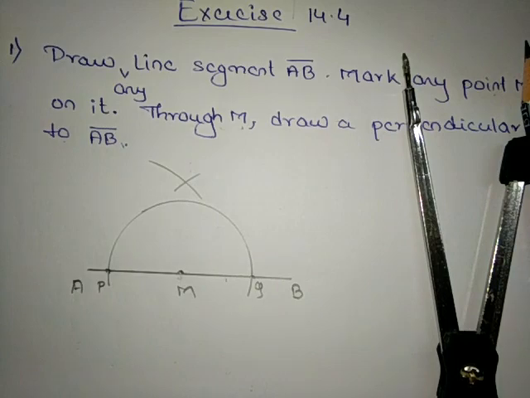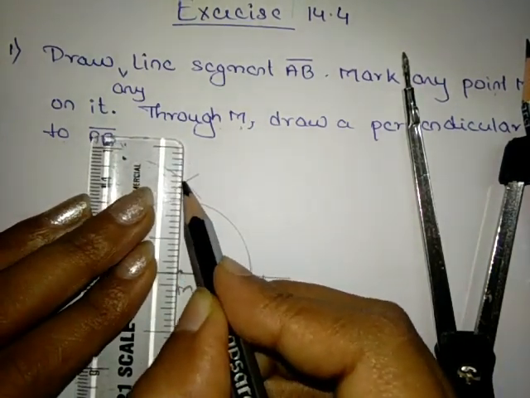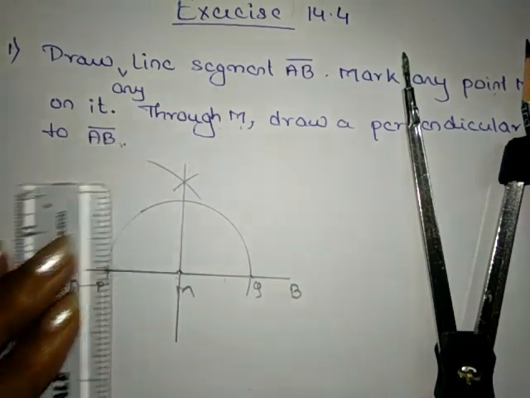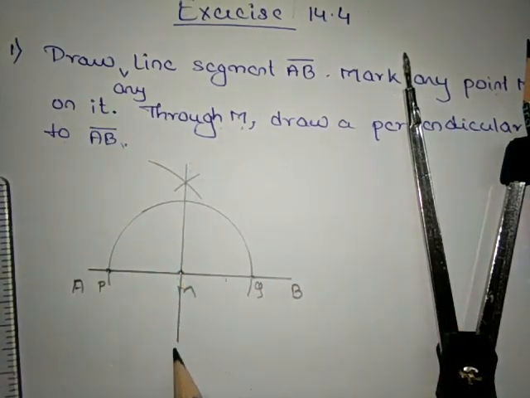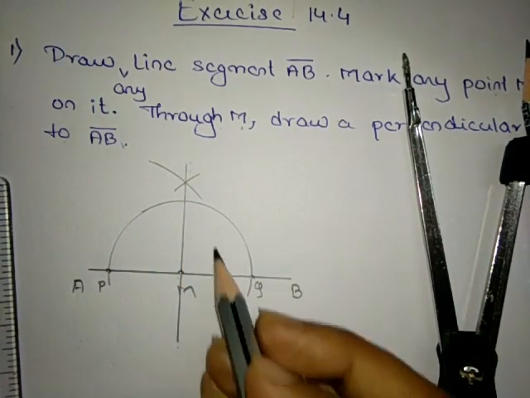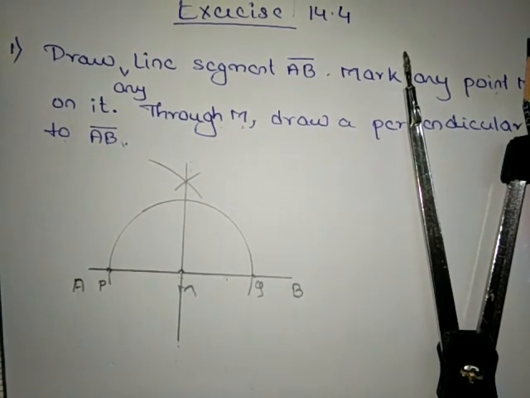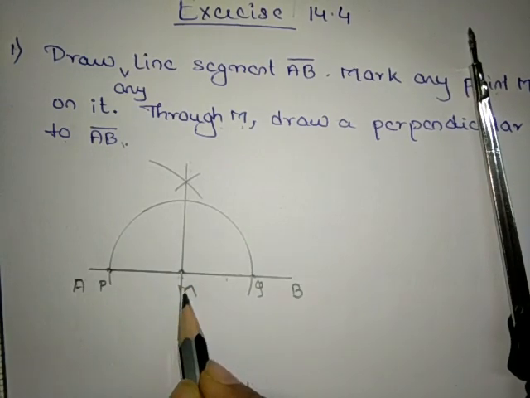Right, next we'll join point M and this point here, and we'll produce that line for a certain length. We can see here we have got a perpendicular line which is passing through the point M, isn't it? This is the construction when the point is lying on the line segment.